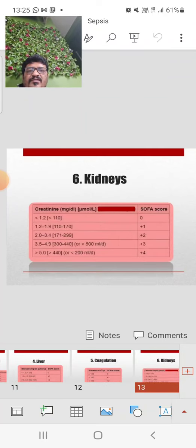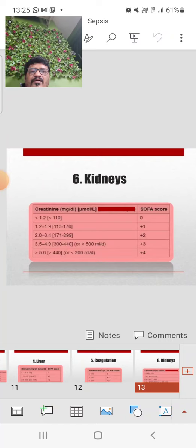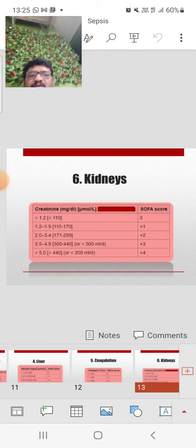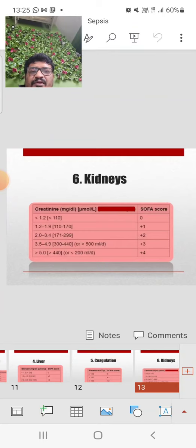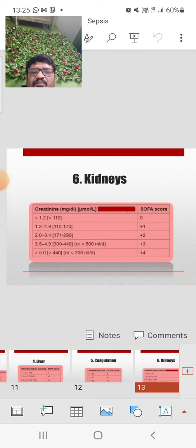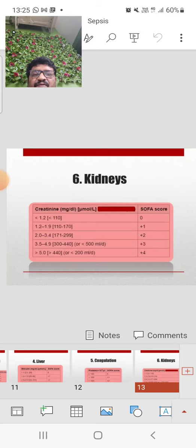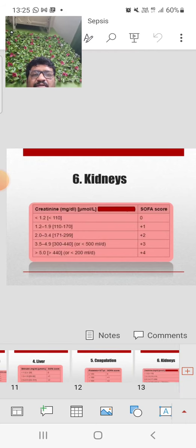So, in case of the kidneys, creatinine in milligram per deciliter, micromole per liter. If it is less than 1.2, the score is 0. If it is 1.2 to 1.9, then the score is +1. If it is 2.0 to 3.4, then the score is +2. 3.5 to 4.9, the score is +3. If it is more than 5.0 creatinine level, then it is +4.